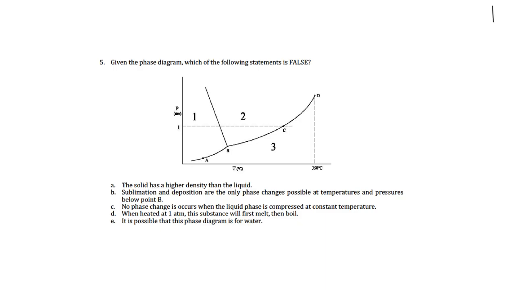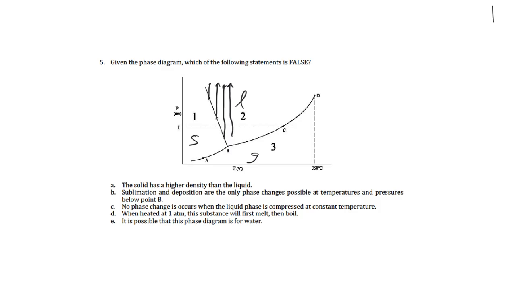Okay, there we go. Given the phase diagram below, which statement is false? So we're looking for the false statement. So the solid has a higher density than the liquid. And so this is the liquid phase, solid phase, gas phase. If the solid were more dense, then if I took the liquid and condensed the liquid, I should be able to get the solid if it's more dense.